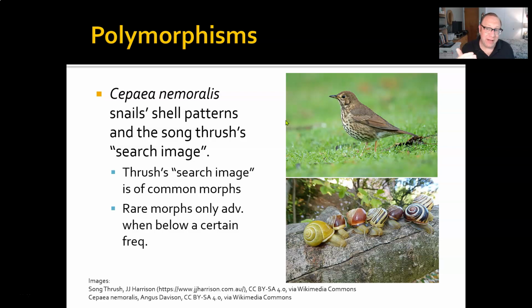Now, that advantage disappears if your version of the shell pattern becomes too common in the population, because then the search image changes, and now you're the target. So there's an example of needing to keep the frequency of the polymorphism below a certain threshold. So it's a negative frequency-dependent polymorphism.